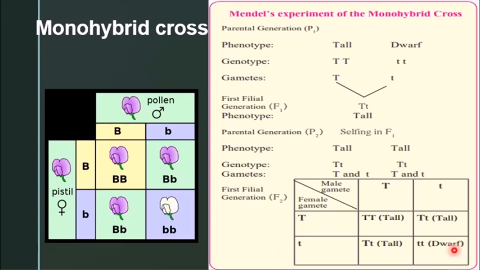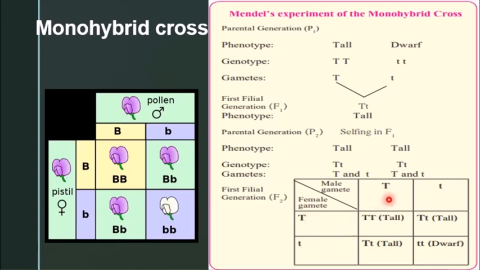So here we have to make a Punnett square. On this side we will write the male gamete. This side we will write the female gamete. So the first gamete is what? Capital T and small t. So here we have capital T and we have small t. Then the female gamete is what? Capital T, small t. So here capital T and here small t. Now make a cross.